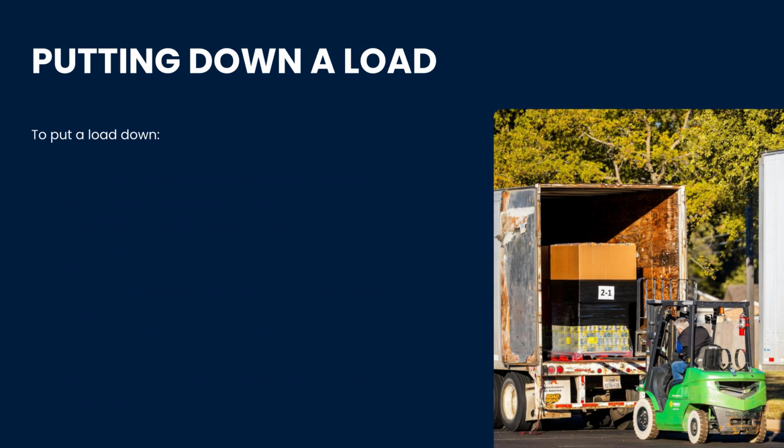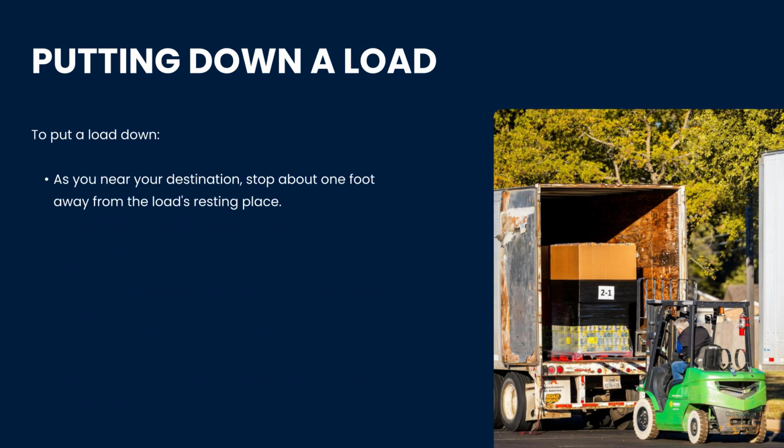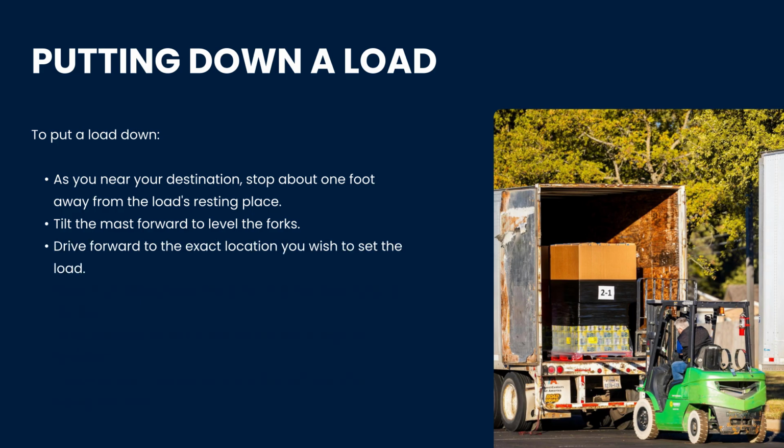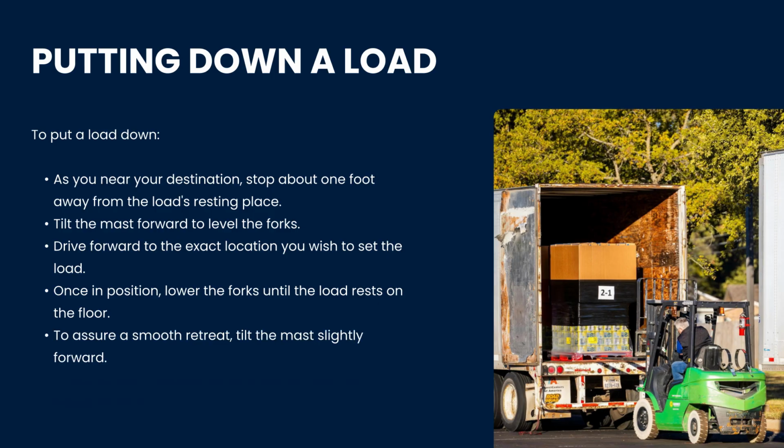To put a load down, stop about 1 foot from the location where it will rest and tilt the mast forward to level the forks. Drive forward carefully to the exact spot, lower the forks until the load rests on the floor, and tilt the mast slightly forward to allow a smooth retreat. Before backing out, check to make sure the area behind you is clear.